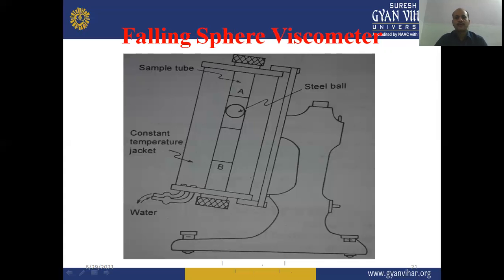So with the help of Oswald viscometer, we can easily measure the viscosity of Newtonian type of liquids in our laboratory. The second type of viscometers are the falling sphere viscometers. As per the name given, we can see in this diagram a steel ball, a simple tube, and a surrounding constant temperature jacket, and the steel ball falls from one side to another side.